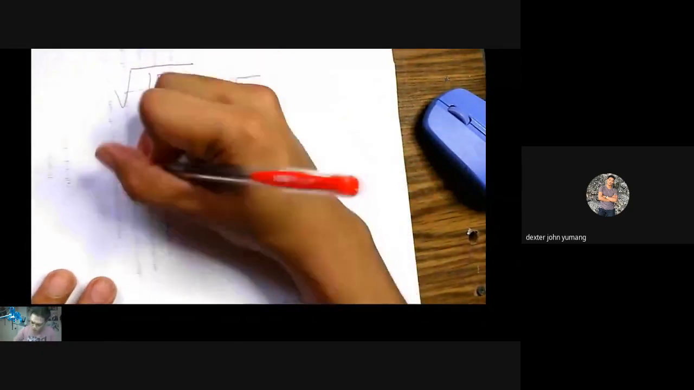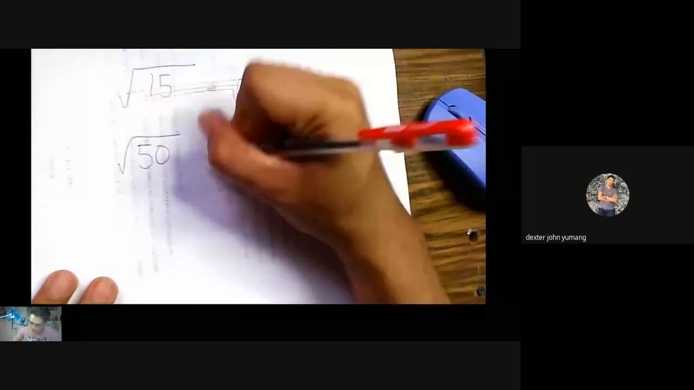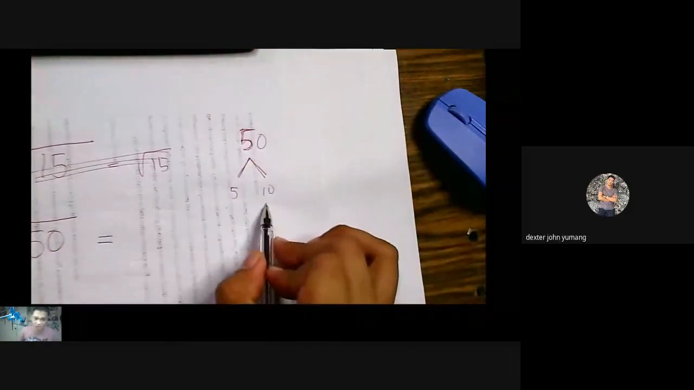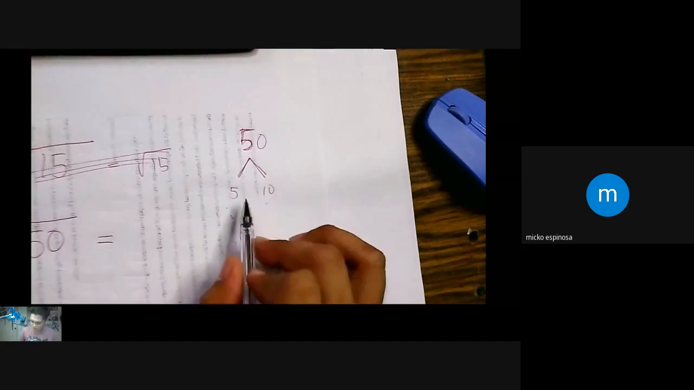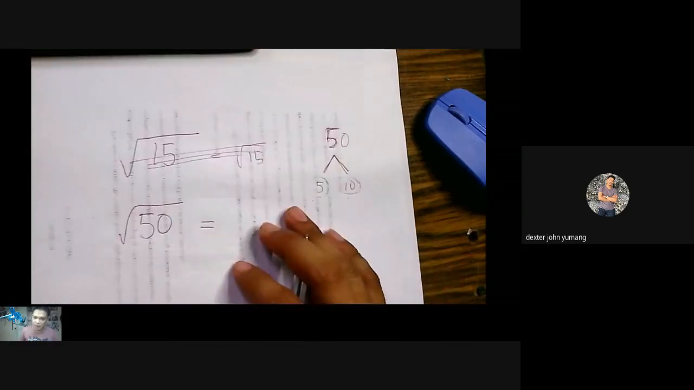Ito, square root of 50. So, anong i-multiply mo kay 50? Ay, anong i-multiply mo na dalawang numbers na kung saan perfect square ang isa? 5 and 10, sir. May perfect square ba dyan sa 5 and 10? Hindi pwede. 5 times 10. Wala mang perfect square dyan. Hindi perfect square si 5. Hindi rin perfect square si 10. Hindi pwede. Ano pang ibang number?